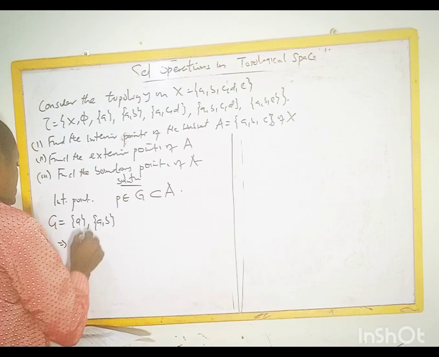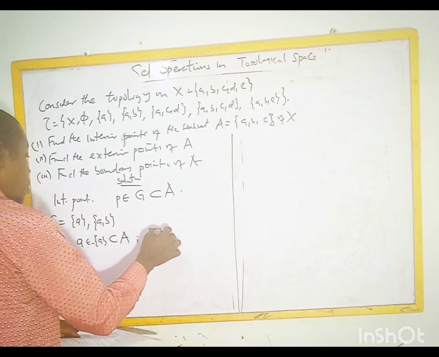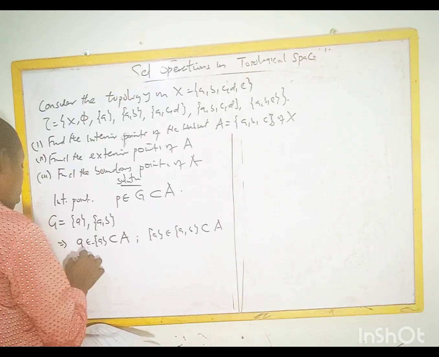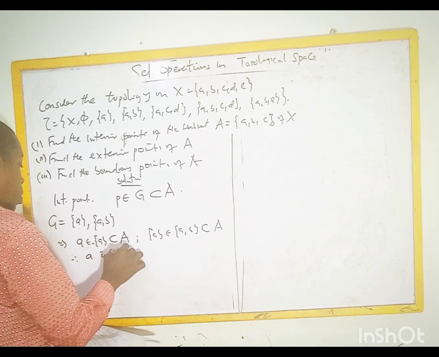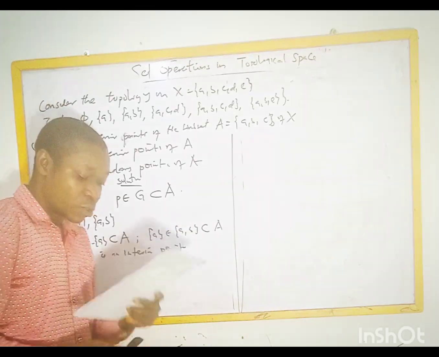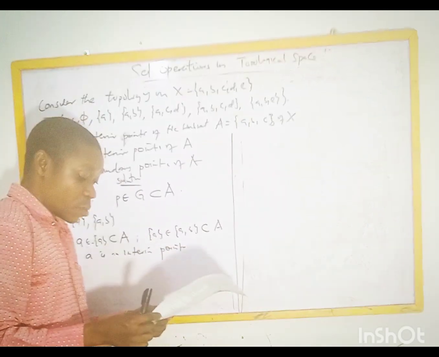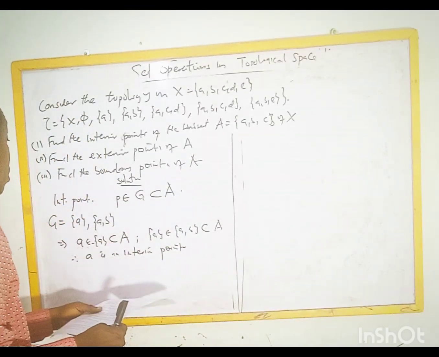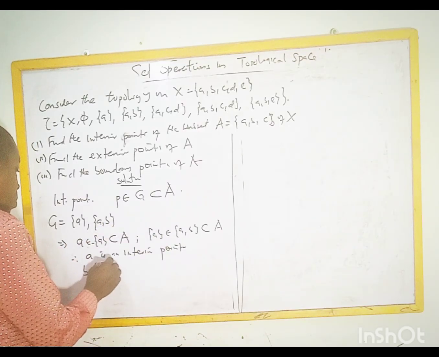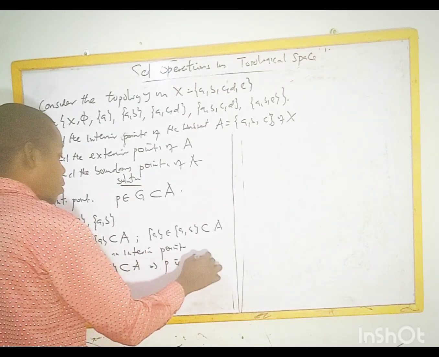Which implies that our A is in A, which is a subset of A. Likewise, A is in A, B, which is also a subset of A. Therefore, A is an interior point. Are you getting that? So we can say that A is an interior point. Then likewise the same goes for B, because B is also contained there. So B is in A, B, which is a subset of A, which implies B is also an interior point.